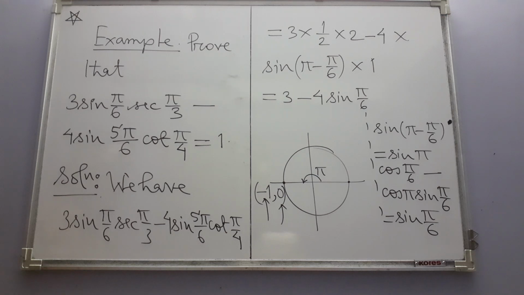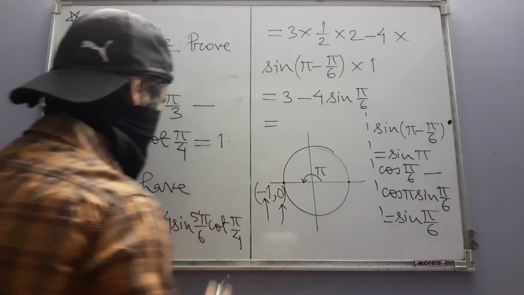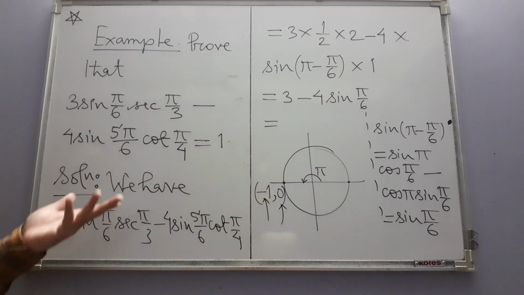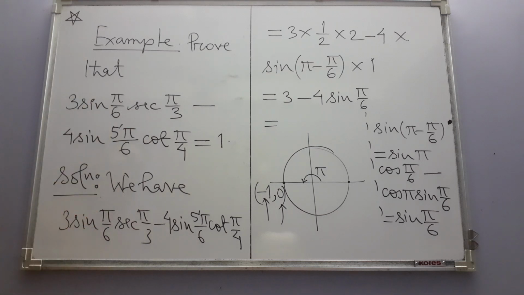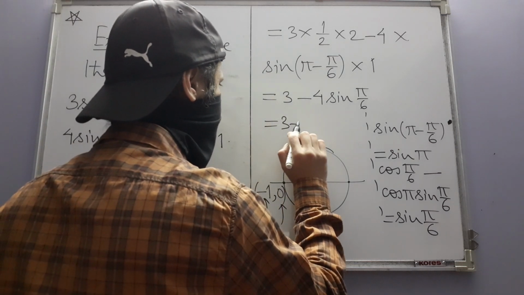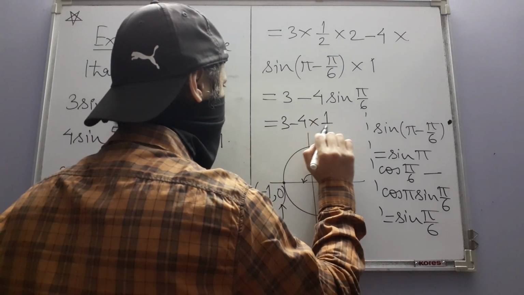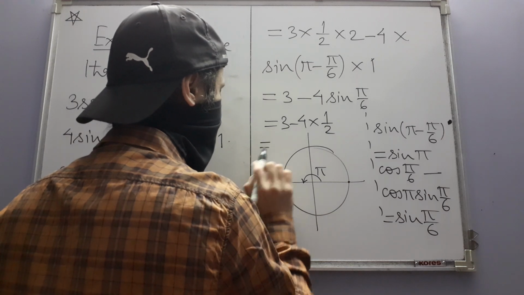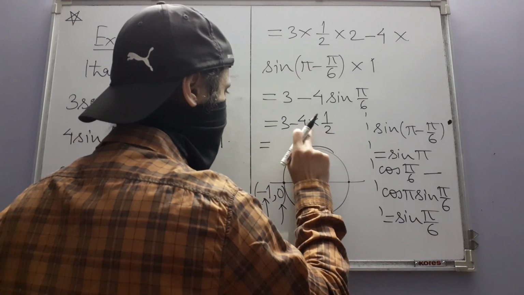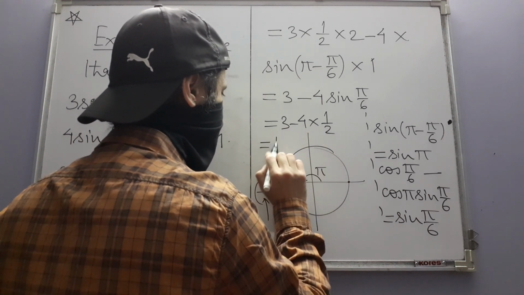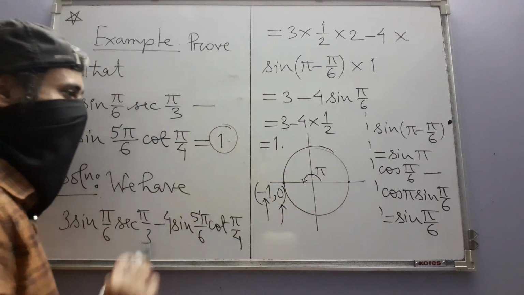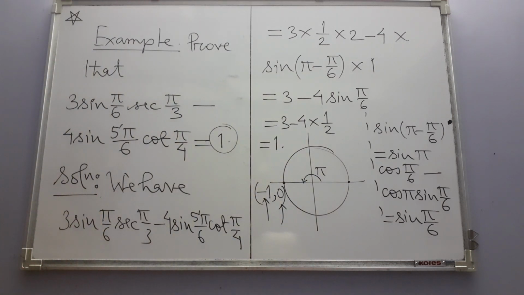Okay, and sin pi over 6 is already 1 over 2. So 3 minus 4 times 1 over 2, which will become what? After cancellation you will have 2 here. So 3 minus 2 is 1. So that's how you get 1. Okay, so that's the first one.